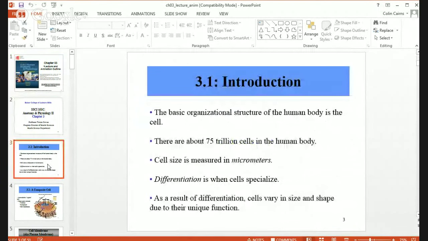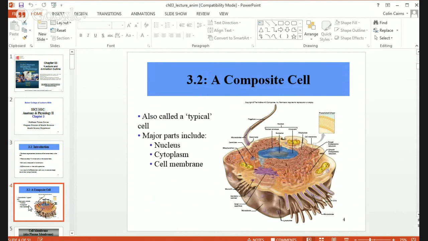So let's do an introduction to Chapter 3. The basic organizational structure of the human body is a cell. There are 75 trillion cells in the human body. The cell size is measured in micrometers. The process of differentiation is when cells specialize. As a result of differentiation, cells will vary in size and shape due to their unique function. So muscle cells will vary in size and shape from nervous system cells, cardiac cells, respiratory system cells, and so on. Now let's take a look at the composite cell in this next slide.